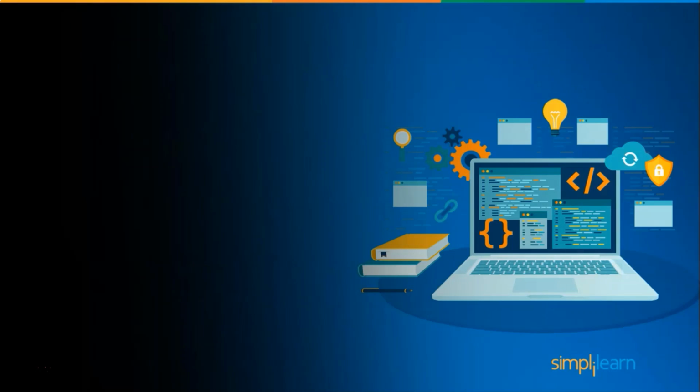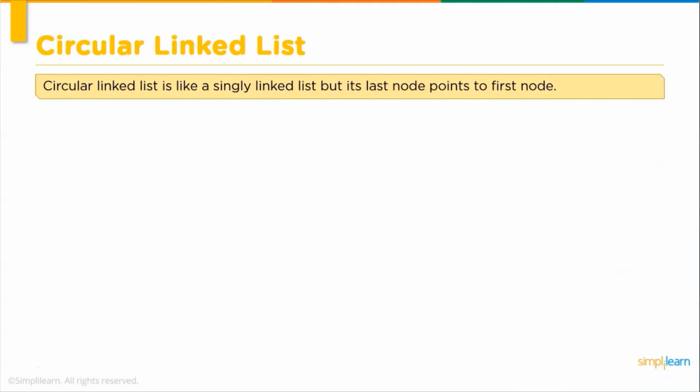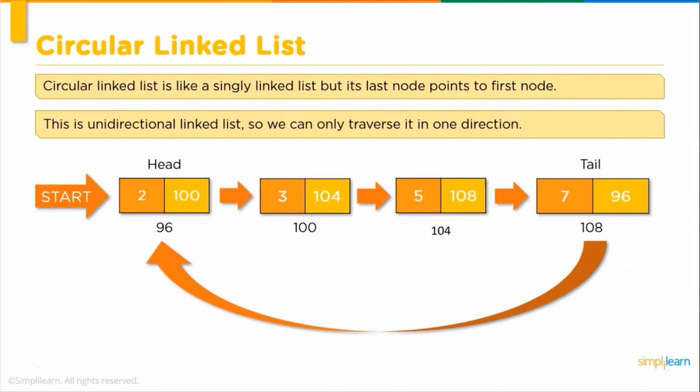Next up, circular linked list. It is a regular linked list except its last node points to the head node. A programmer needs to be careful while traversing it, or they might get stuck in an infinite loop.